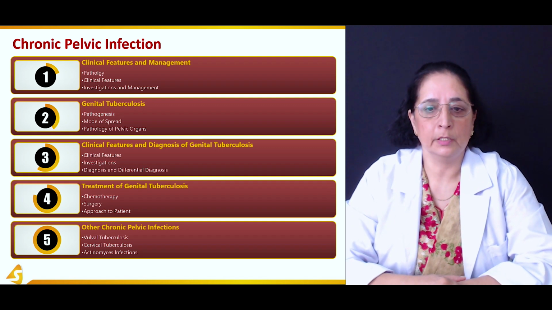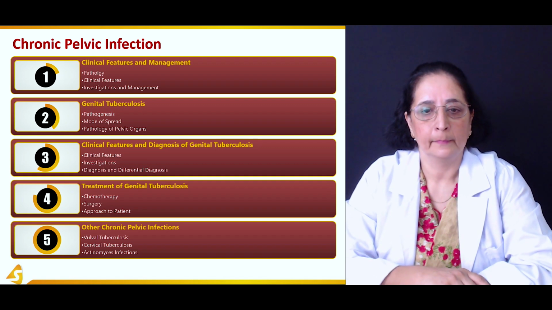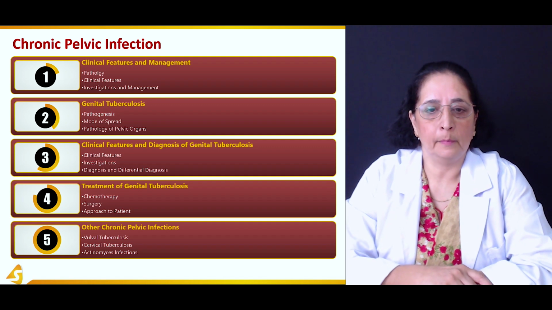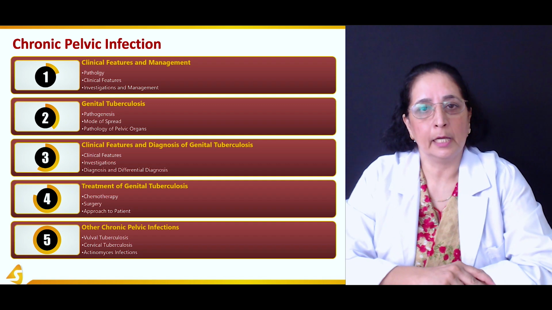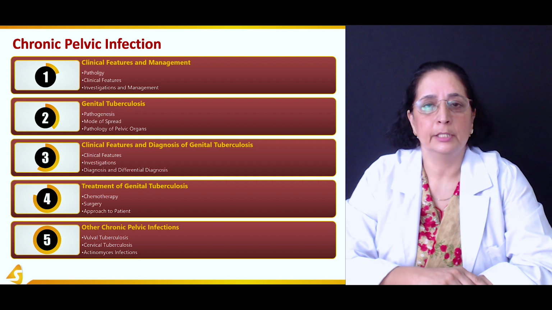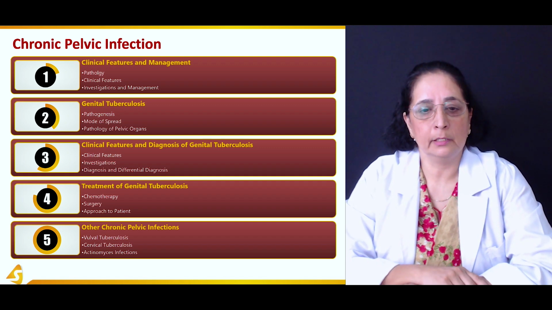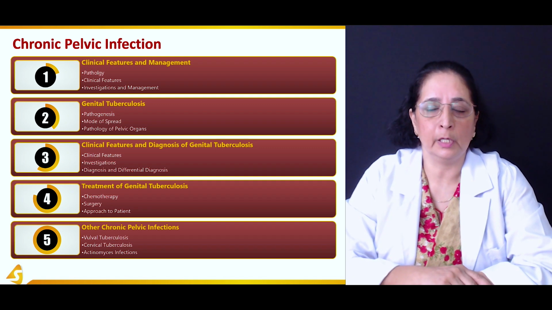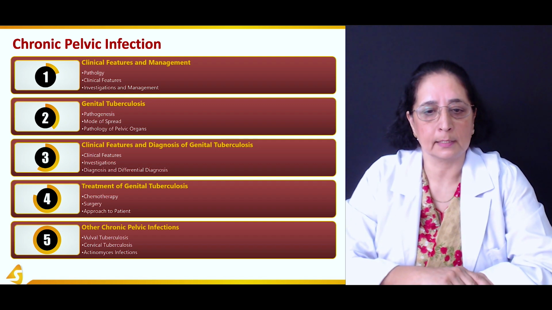In the third section, we will talk about clinical features and diagnosis of genital tuberculosis. And in this, we will talk about what are the different investigations, how we diagnose, and what are the differential diagnoses of genital tuberculosis. In the fourth section, we will talk about what's the treatment, how we should approach the patient with genital tuberculosis.